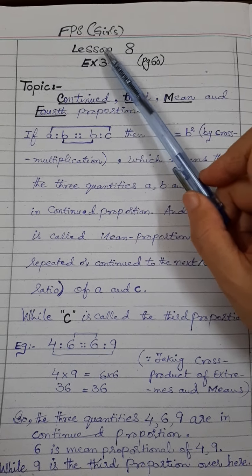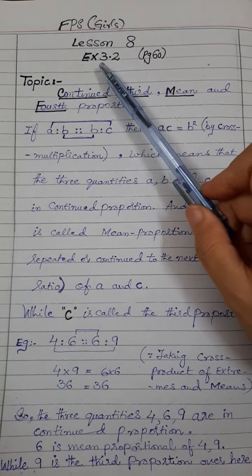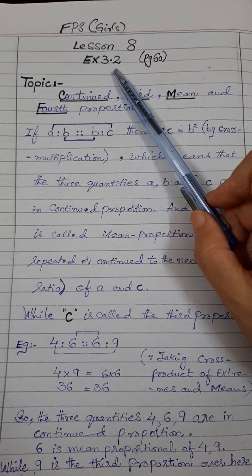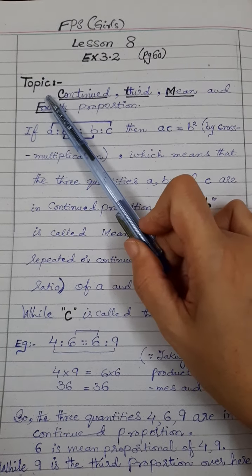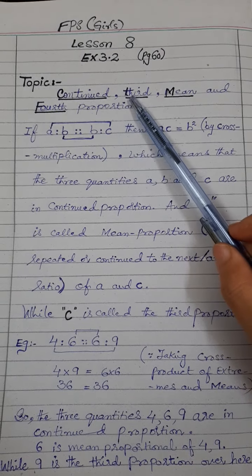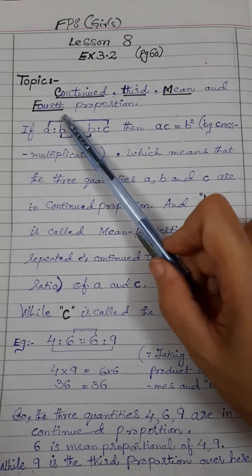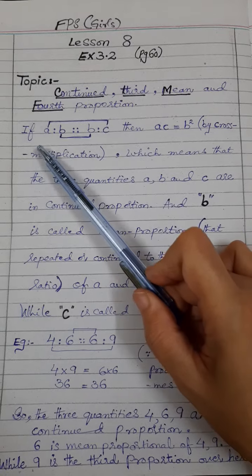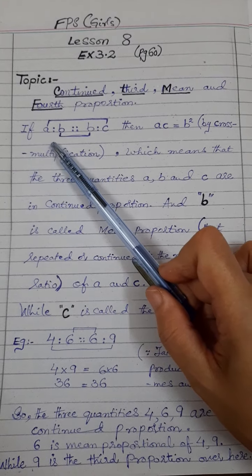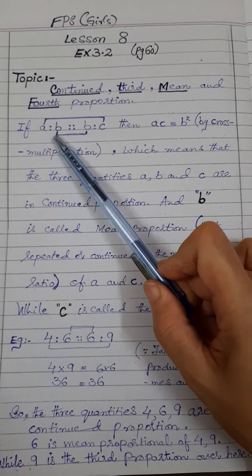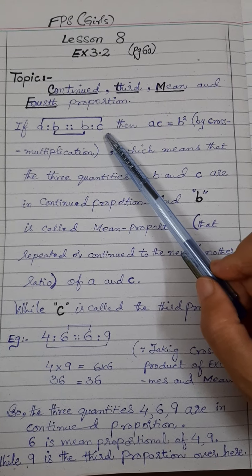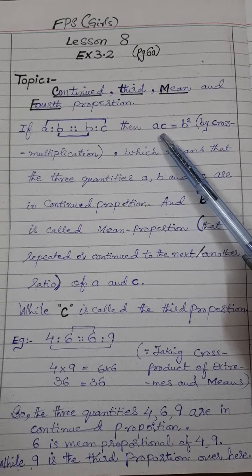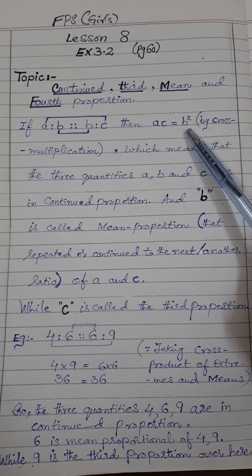FPS Girls Lesson 8. Today we will start exercise 3.2, which is on page 60, and the topic is continued, third, mean and fourth proportion. Now in a proportion, if a proportion has four quantities, A ratio B proportion to B ratio C, then we have AC equals B squared.